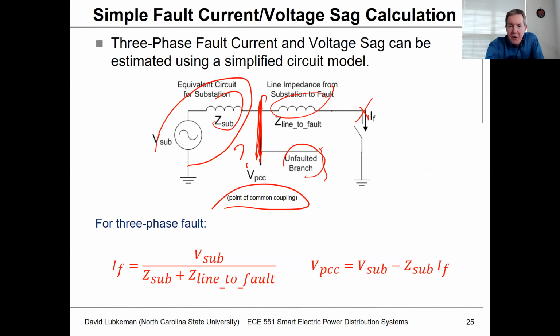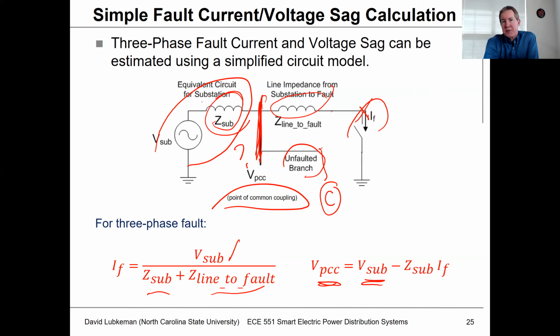Now, in this methodology, if I have a customer on this second feeder, I'm going to neglect the voltage drop due to load, because that's going to be negligible compared to the voltage sag I'm going to have due to the fault. So really, all I'm doing in this case is solving for IF. This fault current is going to be the substation voltage divided by the substation plus the line impedance. Then to calculate the voltage at the point of common coupling, I just take the substation voltage and subtract off the drop across the substation impedance. In a way, you can think about this as being a voltage divider.